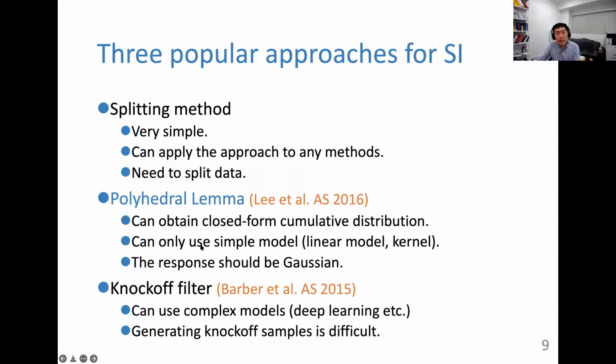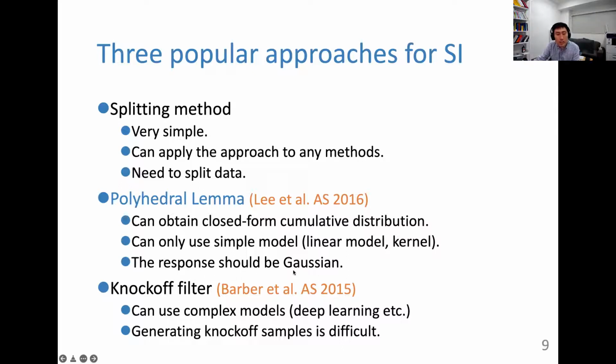However, this one can only be used for simple models, like the linear model and the kernel. Today I talk about the kernel, but basically this polyhedral lemma can only be used for simple models. Also, one restriction is that the response should be Gaussian. This is in general a problem for the linear model case, but for the kernel case, we can somehow handle this.